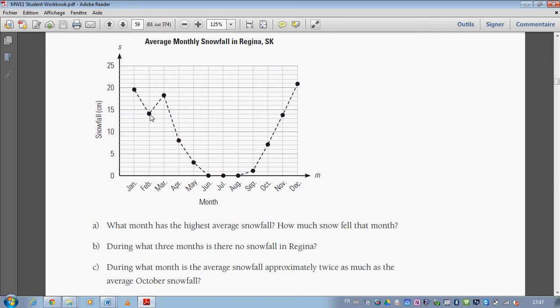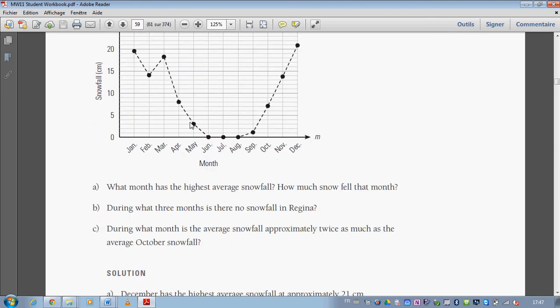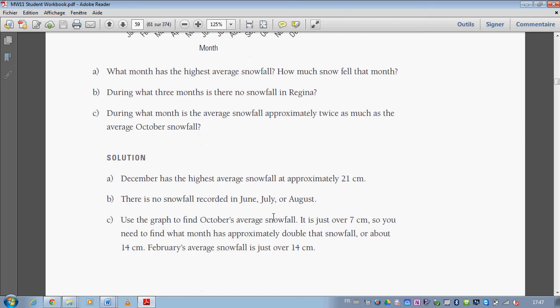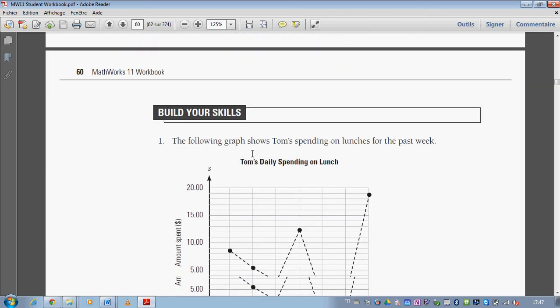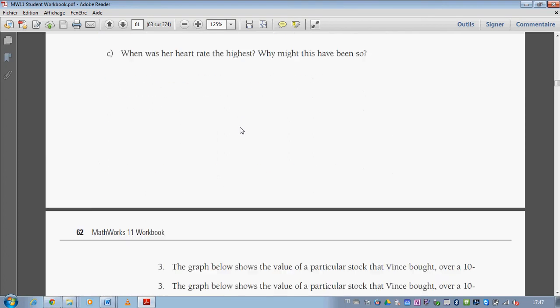So February does look like it would be the month that has approximately twice as much snowfall as October. Okay, so again, these examples, I'm just kind of talking you guys through them. They are already ready and answered in your workbook there. Okay, so we've got a few build your skills questions here that you want to try your hand at.